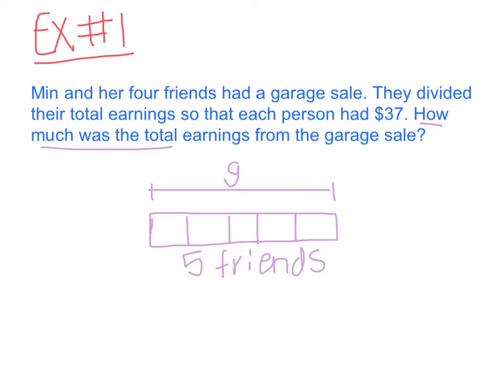So each box represents 1 friend. And we also know that each friend got $37 from the yard sale. So I'm going to put 37 in each box. Since each box represents 1 friend and 1 friend got $37, they each got $37. So it goes in each box.